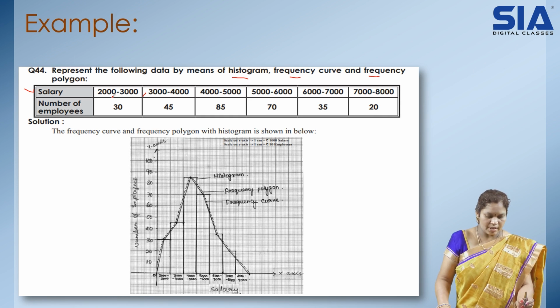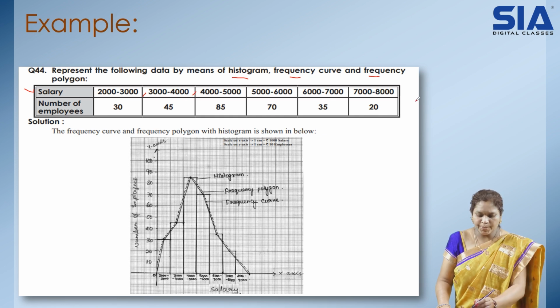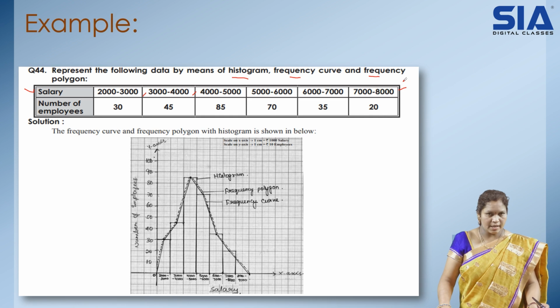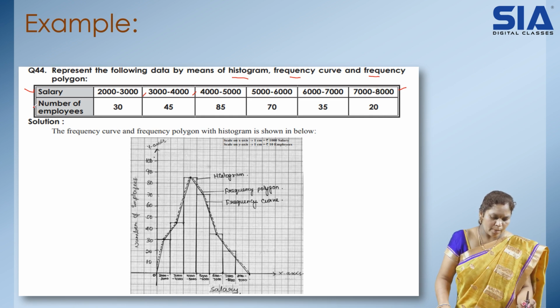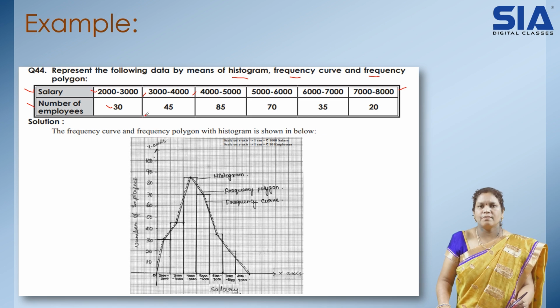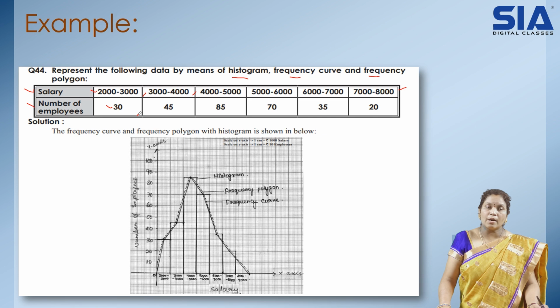So continuous data they have given here, salary of 2000 to 3000, 3000 to 4000, like that up to 7000 to 8000. Some data about salaries they have given. Next, number of employees they have given. So frequencies are number of employees. In the sense like 2000 to 3000, how many members are getting that? 30 members are getting salary in that range. Okay, so that information they have given for us. Now let us check it out how the histogram will go on.